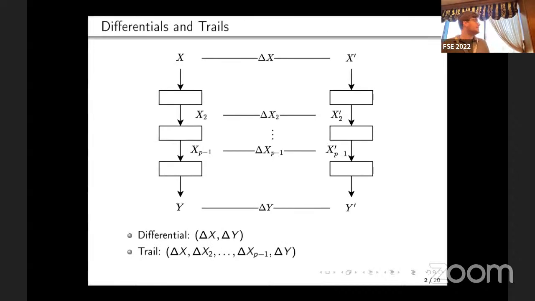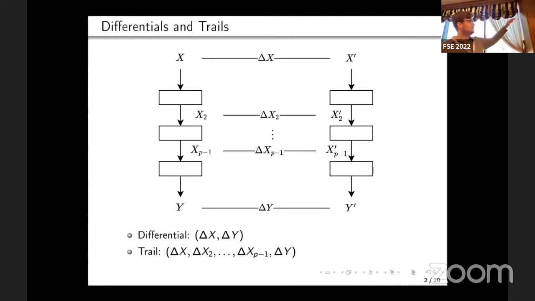It's about differential cryptanalysis, but it's going to be super easy, at least to explain the problem, not actually to solve it. So let me recall here, as you've seen in many of the presentations before, the idea behind differential cryptanalysis.